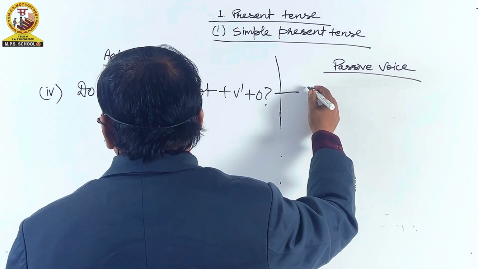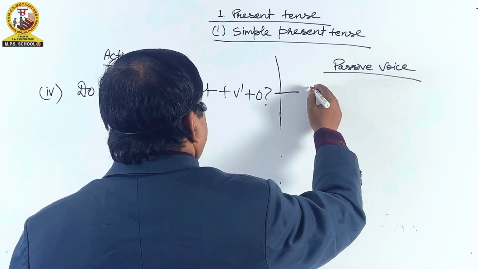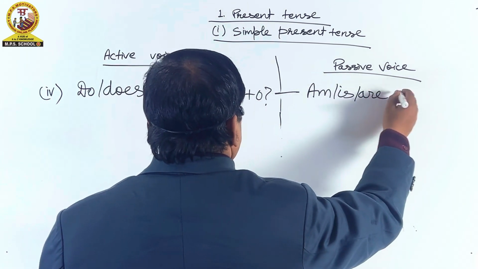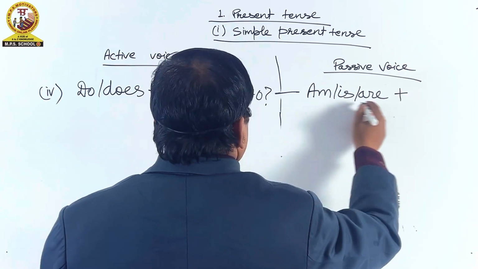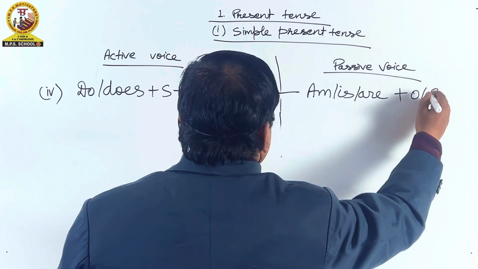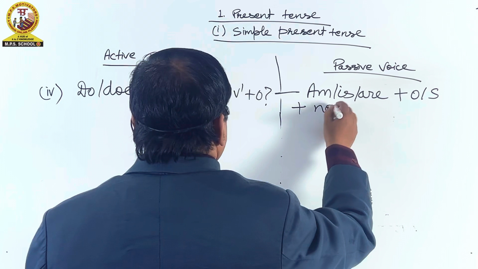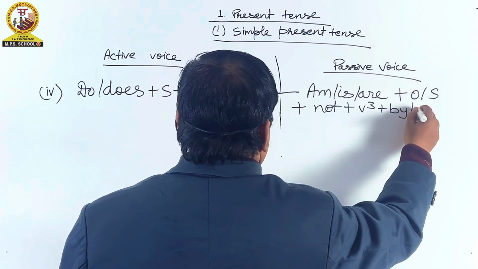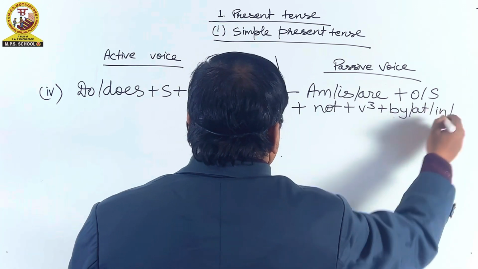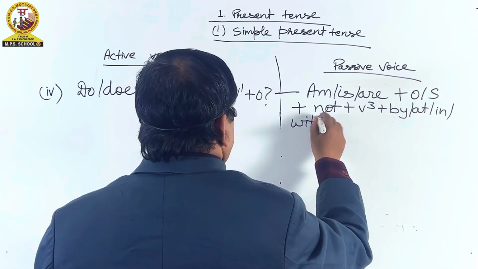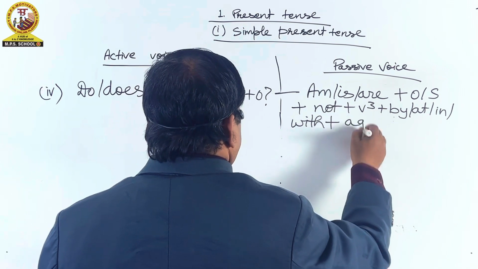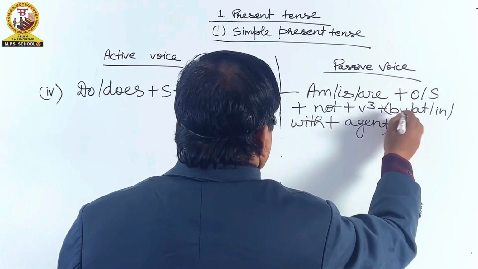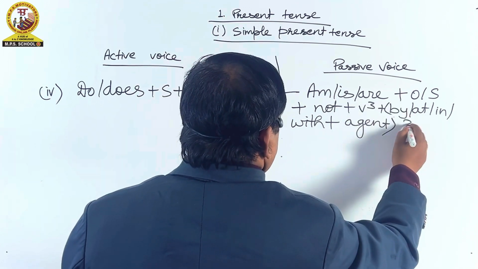Its passive voice structure will be am/is/are plus object (subject) plus not plus v3 plus by/at/in/with plus agent, in brackets, question mark.